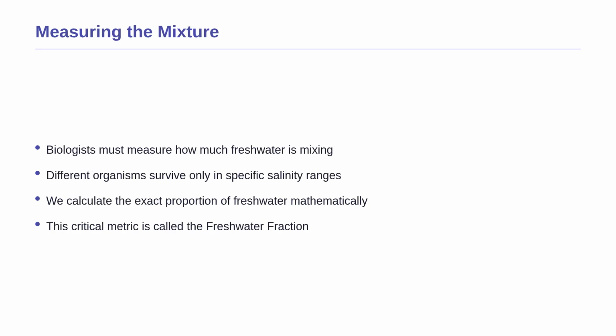Knowing how vital these ecosystems are, biologists need a way to monitor their health. We can't just look at the water and know its exact composition. Because different marine organisms can only survive within very specific ranges of this freshwater and saltwater mixture, we have to calculate it mathematically. We do this by finding the freshwater fraction, which tells us the exact proportion of freshwater present in any given sample of estuarine water.